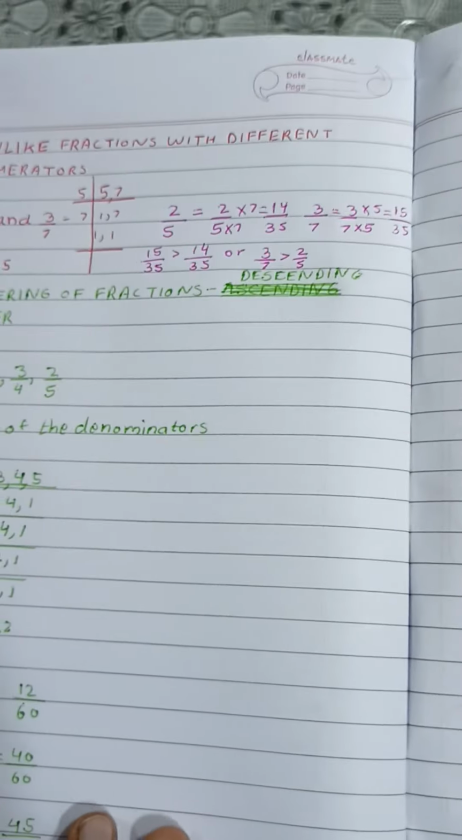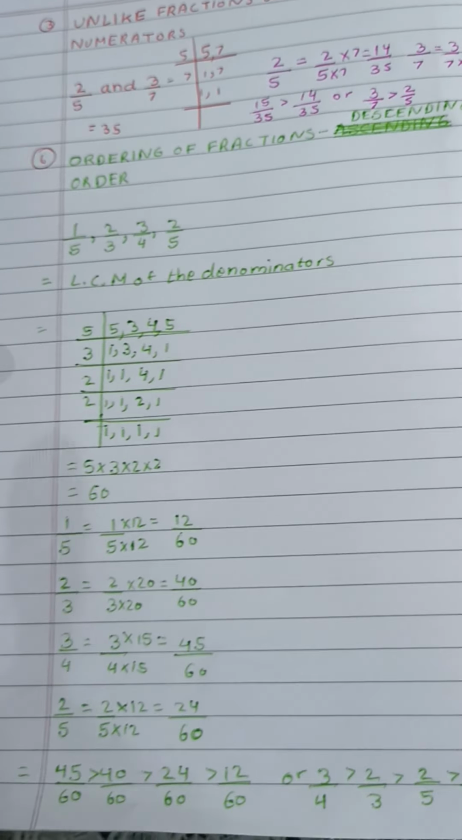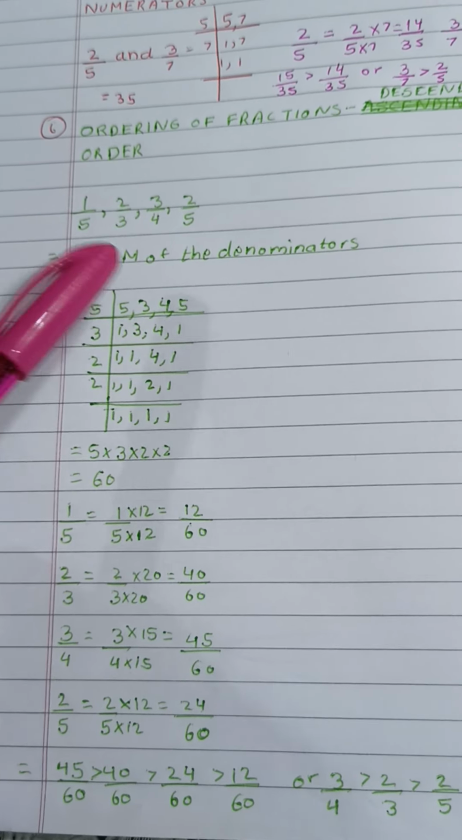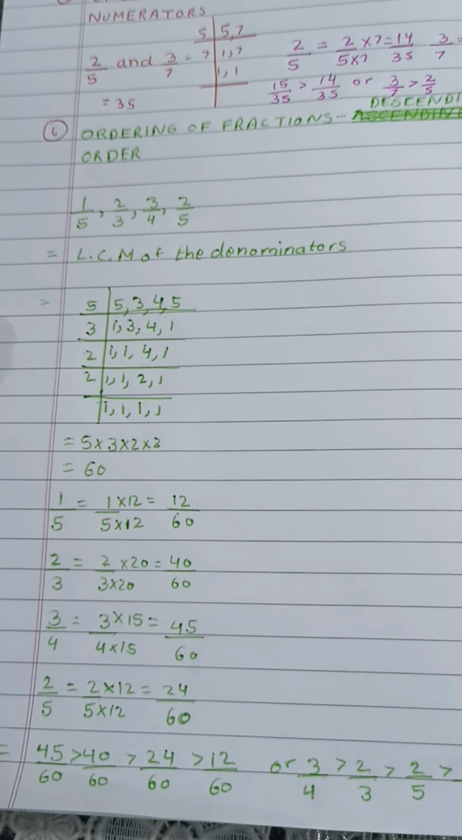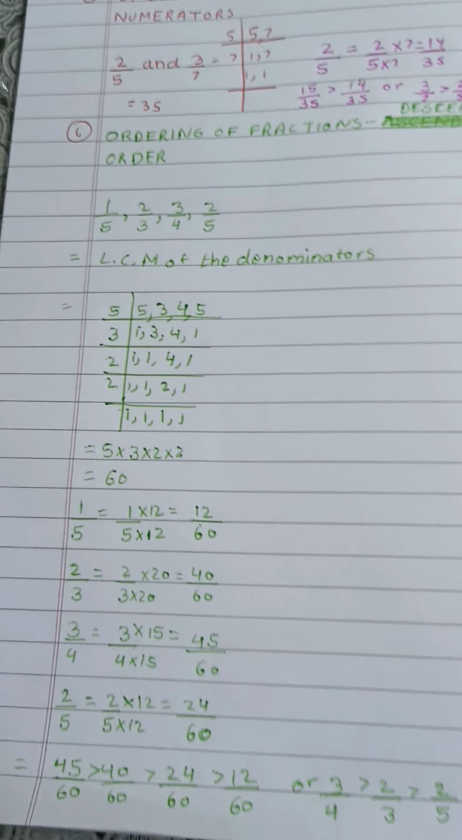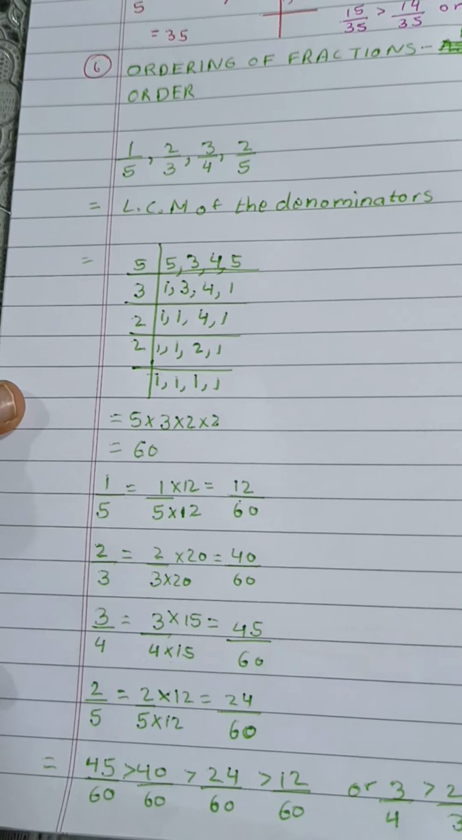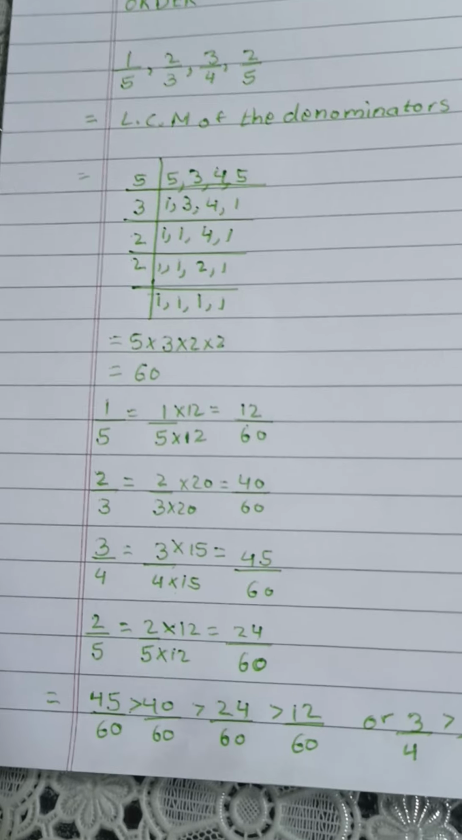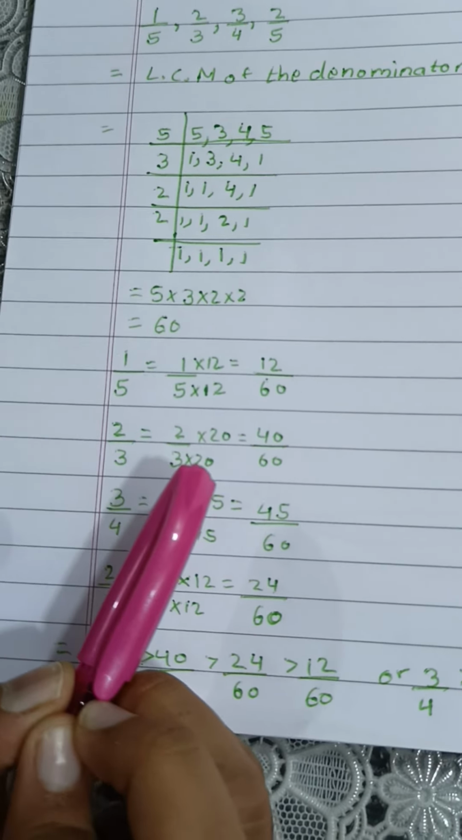Now we're going to learn ordering of fractions, and this is the descending order. The numbers are 1 by 5, 2 by 3, 3 by 4 and 2 by 5. We have to find the LCM of all the denominators, that are 5, 3, 4 and 5. That equals 5 times 3 times 2 times 2, which is 60. 1 by 5: 5 times 12 equals 60, and the numerator is also multiplied by the same number, so that equals 12 by 60. We have to do the same with all the rest of the numbers.